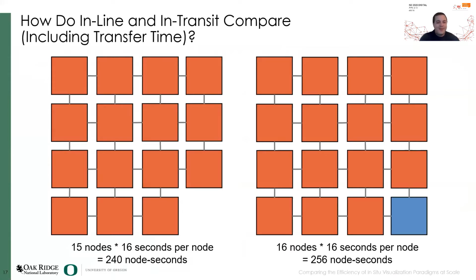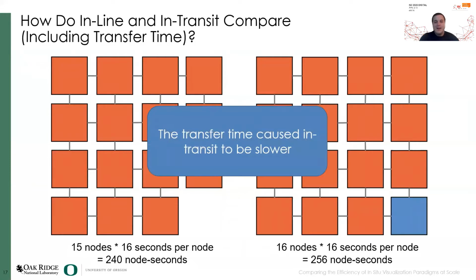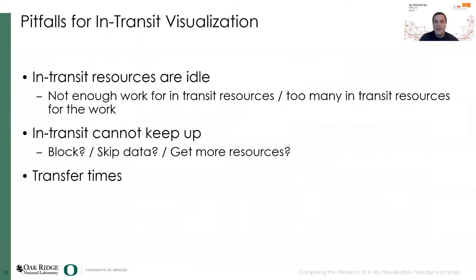So for inline, we have 15 nodes for 16 seconds per node for a total of 240 node seconds. In transit, however, it's now 16 nodes, each for 16 seconds per node for a total of 256 node seconds. So as before, these two examples were equal. However, now the transfer time caused in transit to be slower. And so that highlights some of the pitfalls for in-transit visualization.